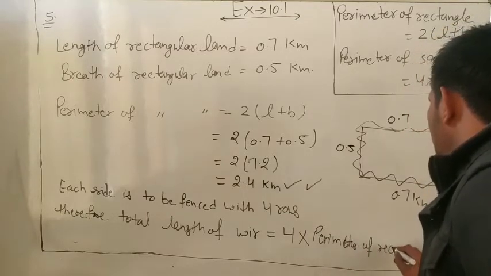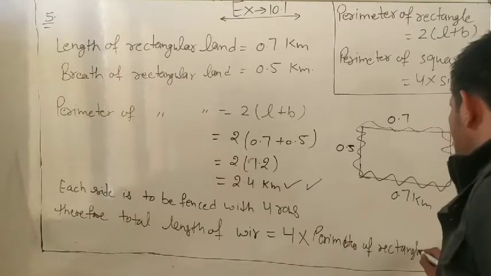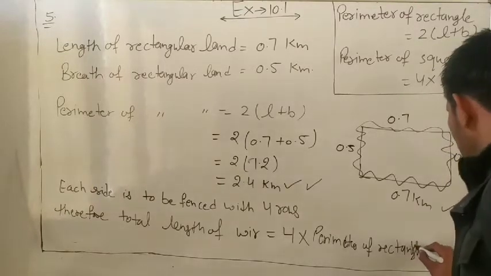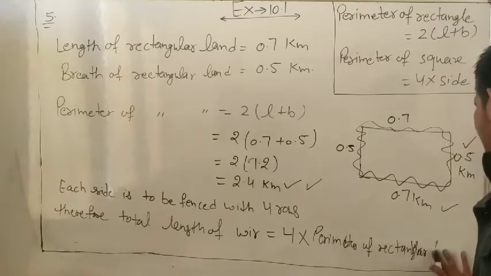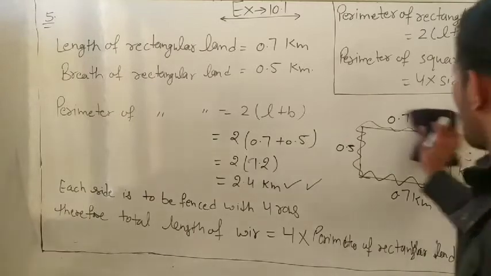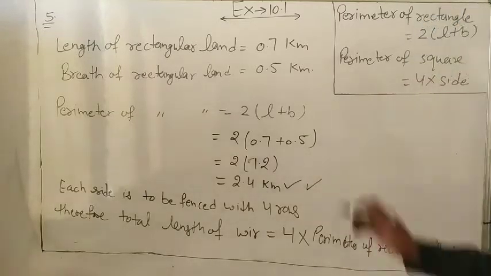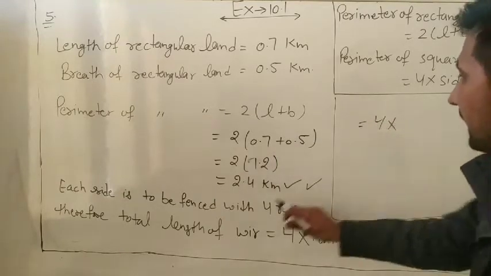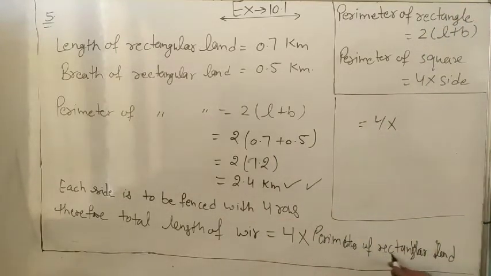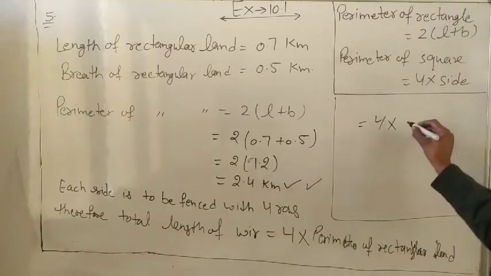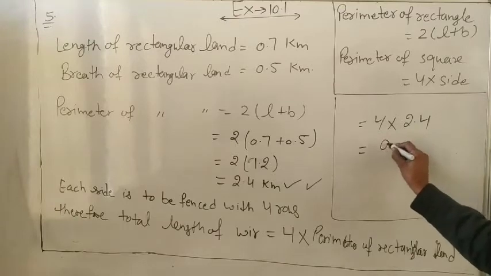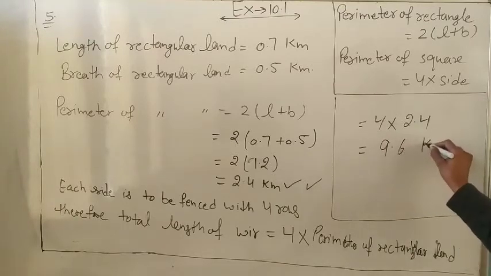of the rectangular plot or land, you can write. So if you want to find the total length, how will you find it? After this you can write here: equal to 4 multiplied by the perimeter of the rectangular land. The perimeter is 2.4. So 4 times 2.4 comes to 9.6 kilometer.